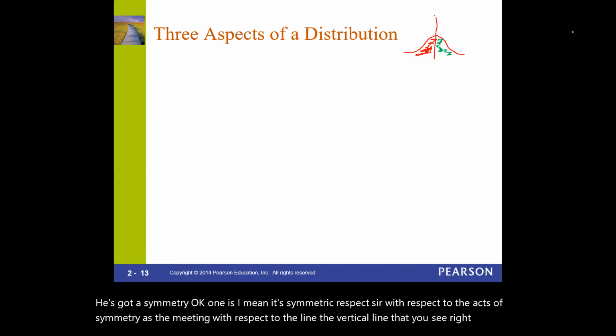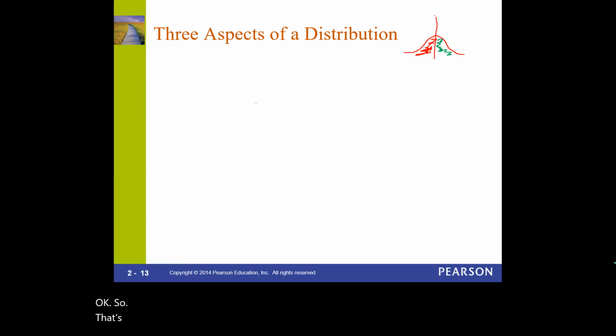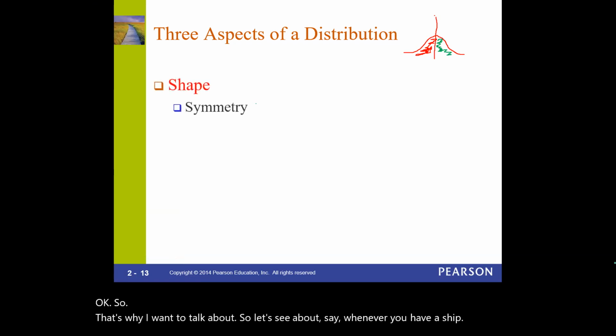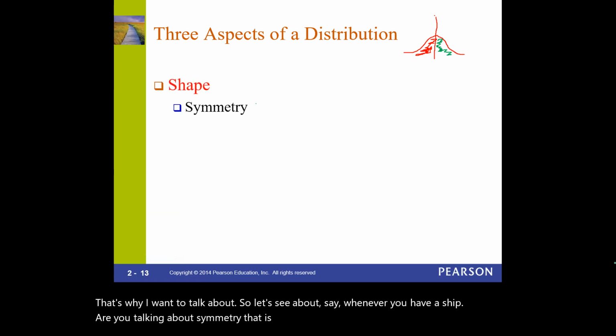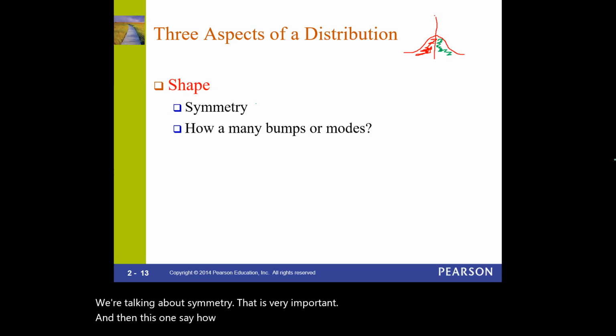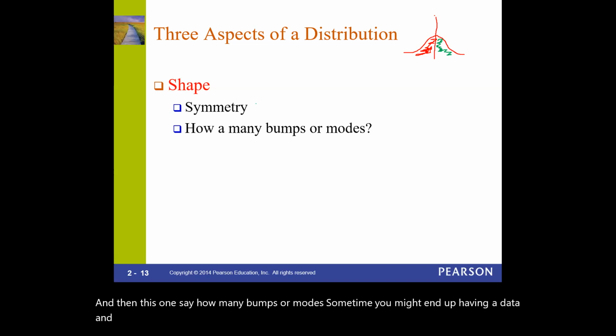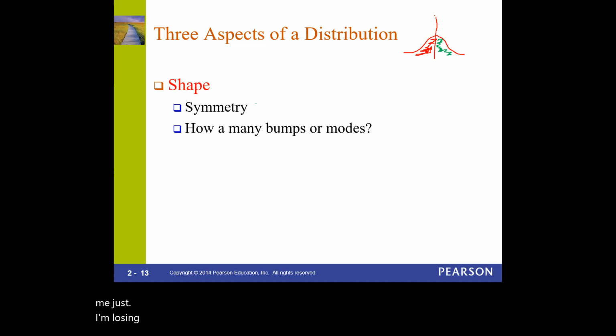So whenever you have a shape, we're talking about symmetry. That is very important. And then there is how many bumps or modes. Sometimes you can have something that repeats like this. You can have something like this.